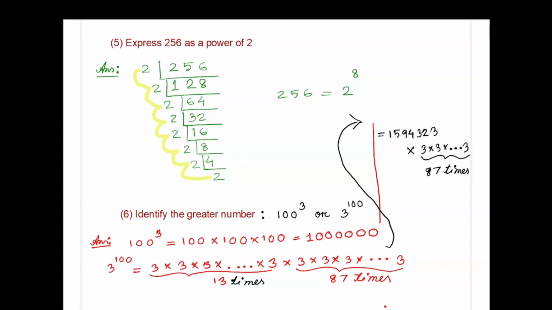This term is already greater. So we can conclude that 3 to the power 100 is greater than 100 to the power 3. Again I am explaining. Look at here. 100 to the power 3 gives us 10 lakhs. And when you do 3 to the power 100, we are dividing the 3s into two parts. 13 3s we are multiplying, and another 87 3s we are multiplying.